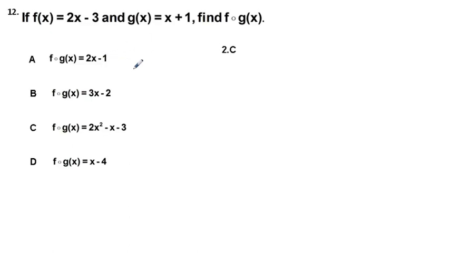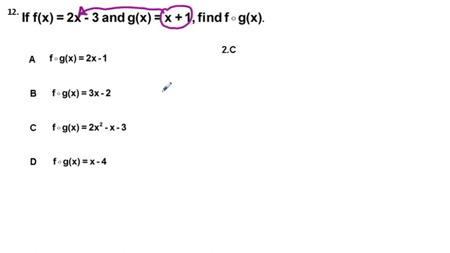Okay, 12. If f of x equals 2x minus 3 and g of x equals x plus 1, find f of g of x. Well, what is next to the x here? It's g. So we take this g function, this x plus 1, and we're going to substitute it into this one every place that we see x.